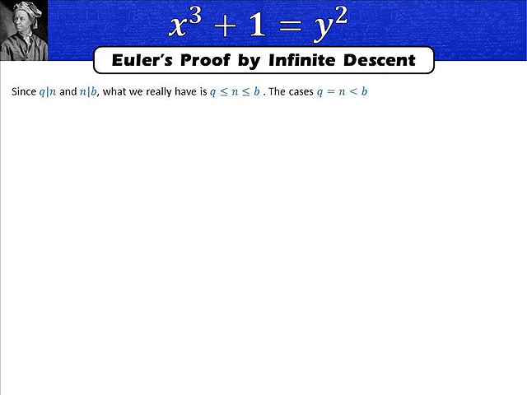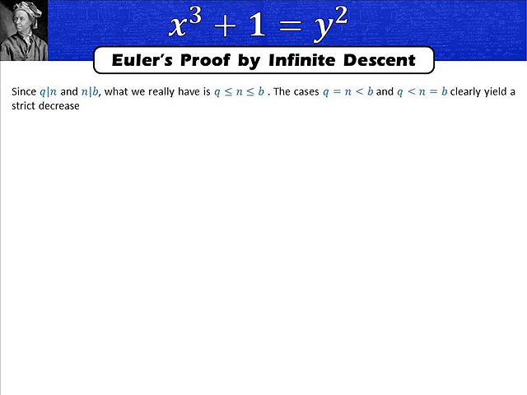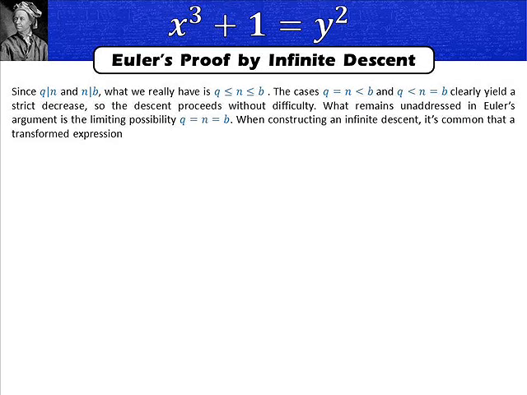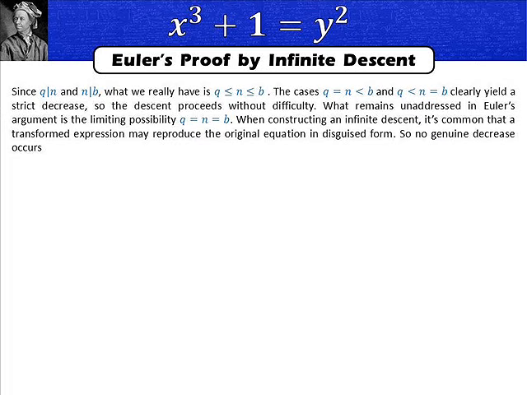The cases q equals n smaller than b and q smaller than n equals b clearly yield a strict decrease, so the descent proceeds without difficulty. What remains unaddressed in Euler's argument is the limiting possibility q equals n equals b. When constructing an infinite descent, it is common that a transformed expression may reproduce the original equation in disguised form, so no genuine decrease occurs and the descent collapses. Therefore, this boundary case must be ruled out explicitly.